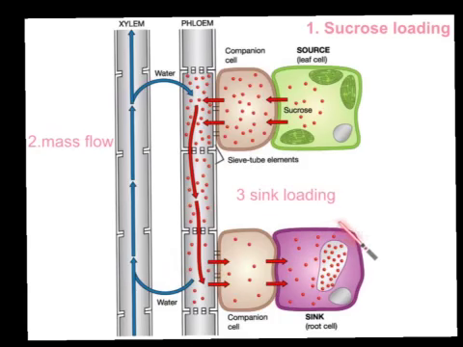Why? Because starch does not affect the water potential inside your sieve tube, so that the mass flow can continue to occur. So that's it for today. Let's look at other parts next time.